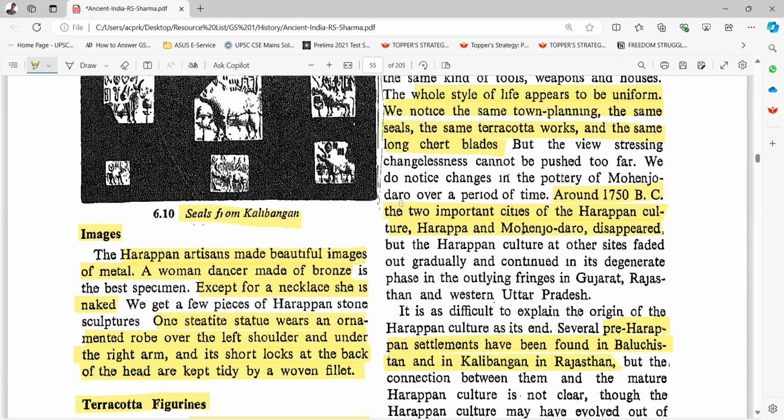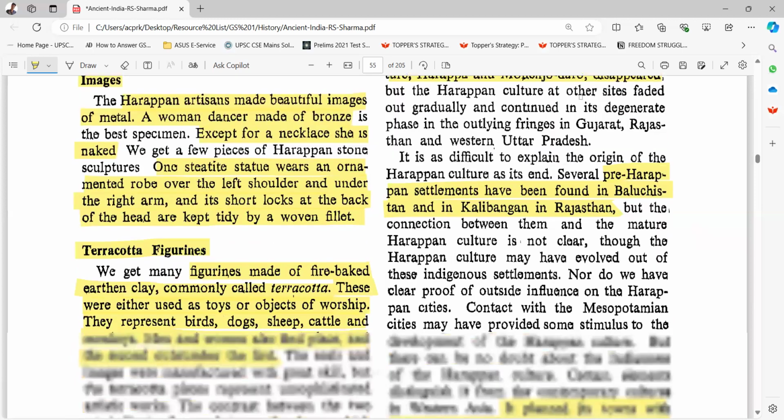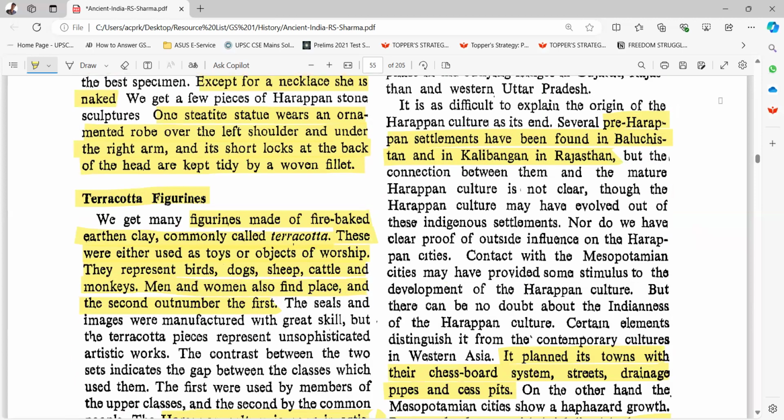Around 1750 BC, the two important cities of the Harappan culture, Harappa and Mohenjo-daro, disappeared. But the Harappan culture at other sites faded out gradually and continued in its degenerate phase in the outlying fringes in Gujarat, Rajasthan, and western Uttar Pradesh. It is as difficult to explain the origin of the Harappan culture as its end. Several pre-Harappan settlements have been found in Baluchistan and Kalibangan in Rajasthan, but the connection between them and the mature Harappan culture is not clear.